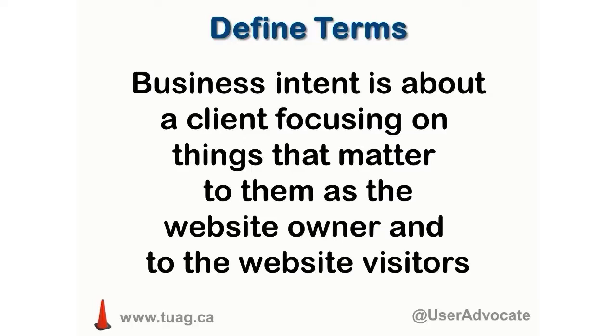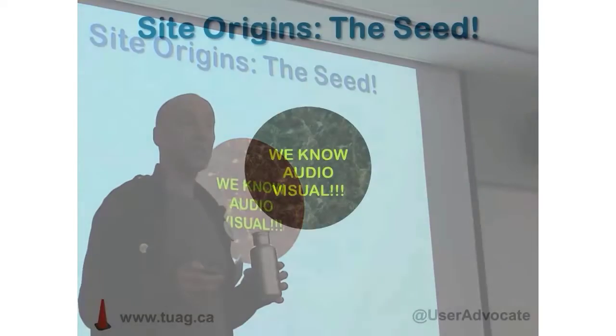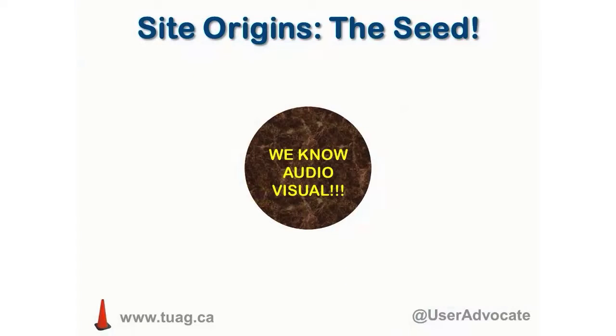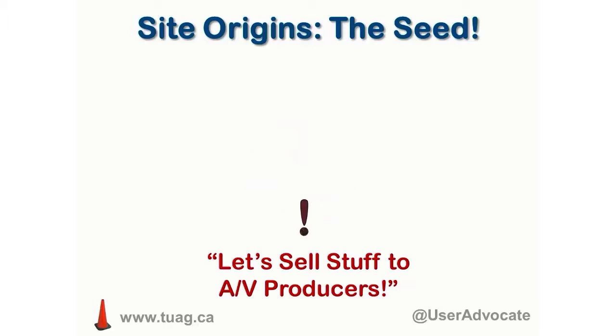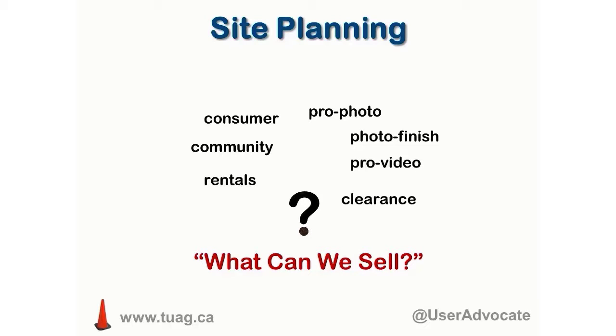Very, very broad definition, but why not start from the outside? So we start with an idea. Let's say we want to do a website for selling cameras and equipment and so on. A cool place. So we have an idea. We know audiovisual, so let's sell stuff to audiovisual producers. Great, that's a good idea. It's a business intent. What can we sell? Well, we think about it a little bit. It doesn't take long, but we can think of all kinds of things to sell.